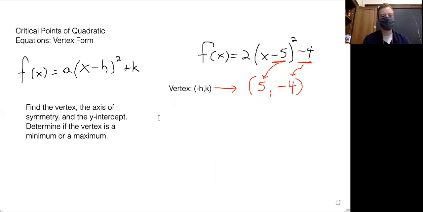All right, so the axis of symmetry is always going to be x equals negative h, just like we had from the vertex here. So whatever number we have for the x value from our vertex, that's going to be the same as our axis of symmetry. So x equals positive 5. Whatever number we have here is going to be the number that we have for our vertex right there.